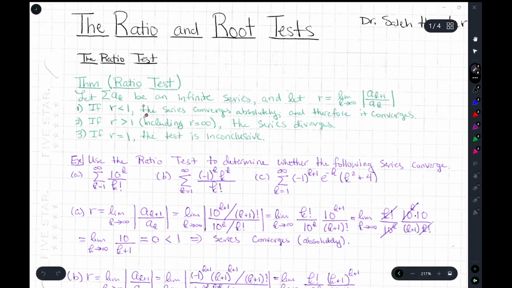If R is strictly less than 1, the series converges absolutely, and therefore it converges. Okay, absolute convergence implies convergence. It's stronger. So if R is strictly less than 1, we know the series will converge, in fact converge absolutely. If R is strictly greater than 1, including the situation where R diverges, the series diverges. And if R is equal to 1, the test is inconclusive. So you can't conclude whether the series will diverge or converge.